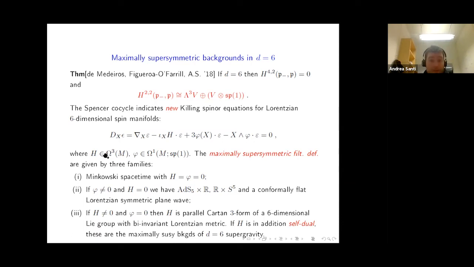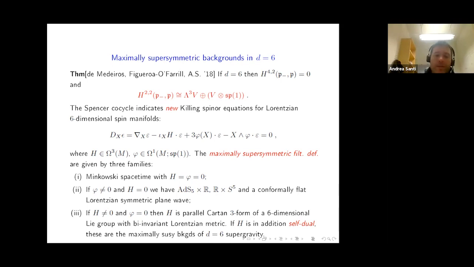And finally, phi is zero, but H is turned on. Then H is the Cartan three-form of a six-dimensional Lie group with bi-invariant Lorentzian metric. If you look at this class of solutions, those that correspond to N=(1,0) supergravity in dimension six are only given by the case where you don't have phi at all and H is taken to be self-dual. So these are the maximally supersymmetric backgrounds of D=6 supergravity, which we recover as a special subclass of case three. But all the other ones, well, except the flat case, so case three with H non-self-dual or anti-self-dual, and case two, are new.